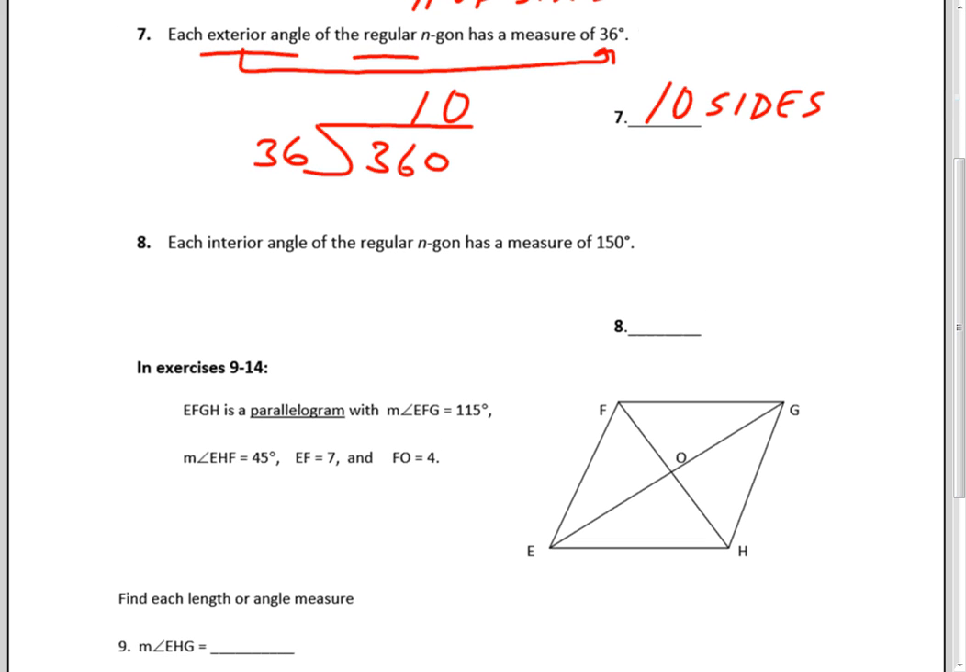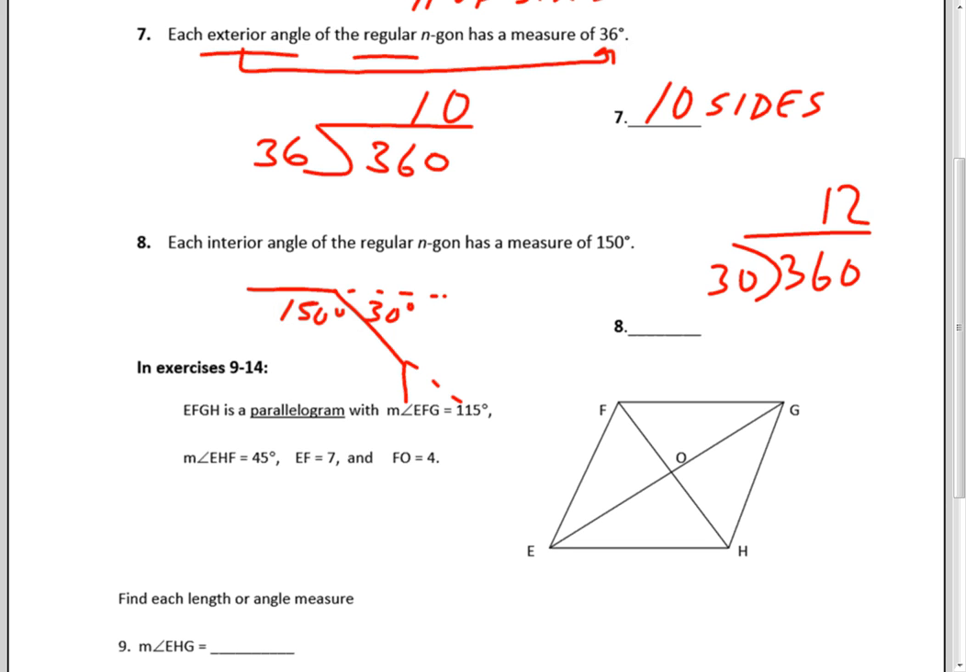Interior. If I'm going to do this, I'm going to save myself some time and energy. I'm thinking to myself, I've got some figure with some exterior angles. Inside is 150. What's on the outside? 30. Now it's just like that problem. I just do a little bit of division with 360. 12 sides.